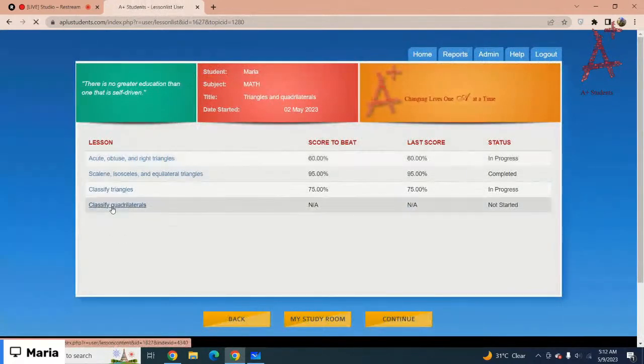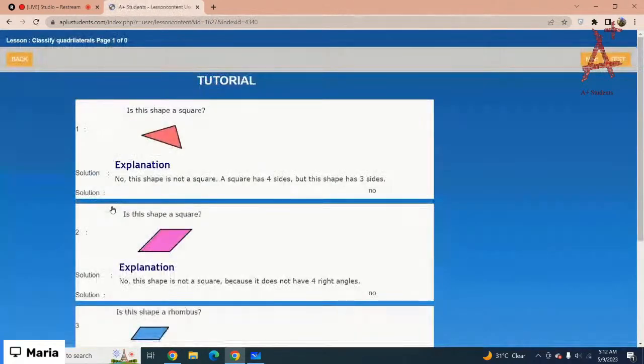Okay, the next one is classify quadrilaterals. Let's just start with the next lesson. So, is this shape a square? The first example is no, this is not a square because it is a three-sided shape. It would be a triangle. A square must have four sides. So, it is not a square.